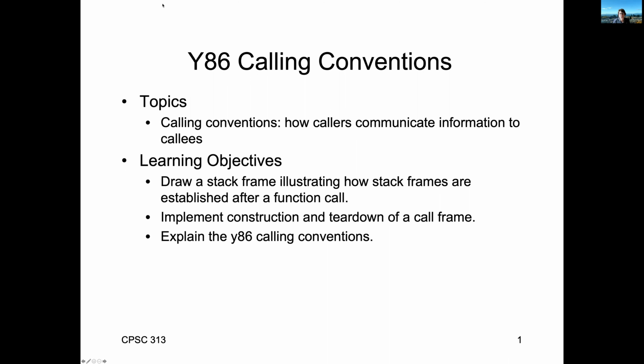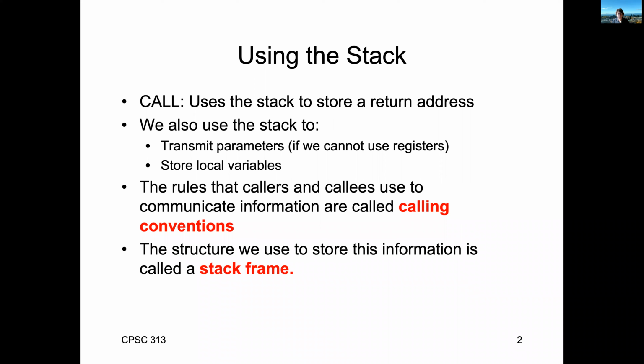Now that we've seen how call and return instructions work and how the stack works, I want to talk about calling conventions, which are a set of agreements that various pieces of software use about how information is going to be communicated. Now, we've already seen that the y86 uses the stack to store the return address when we make a function call. But we're also going to use the stack to transmit parameters sometimes, if we can't use registers for one reason or another.